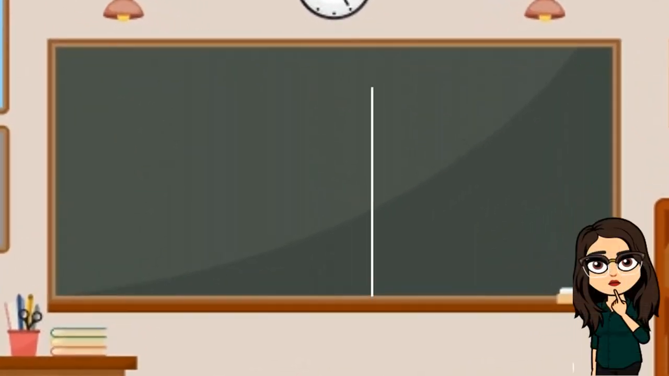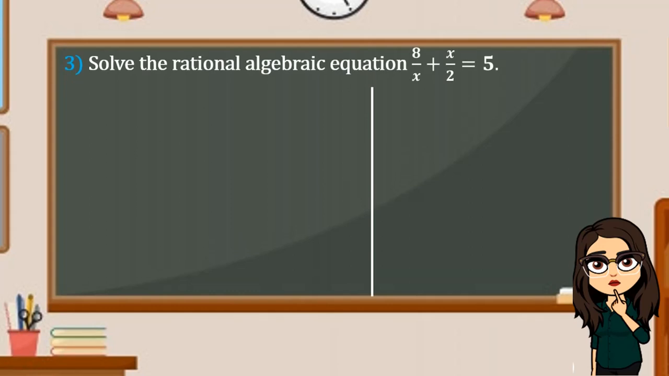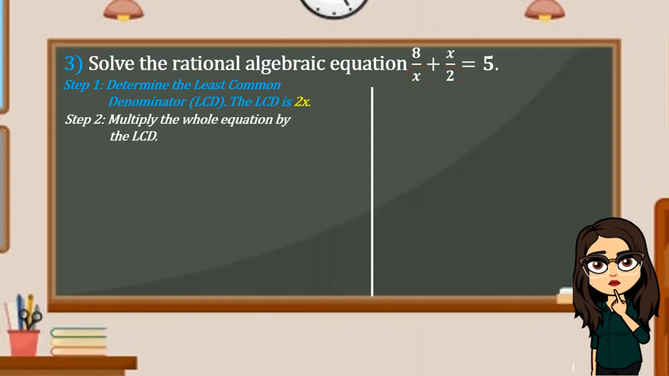The first example under lesson number 2 is solve rational algebraic equation 8 over x plus x over 2 equals 5. First step, determine the least common denominator or LCD of the given equation. The LCD of x and 2 is 2x. Next step, multiply the whole equation by the LCD. So 2x times 8 over x plus x over 2 equals 5. So in order to multiply these, we will distribute 2x to the given equation.